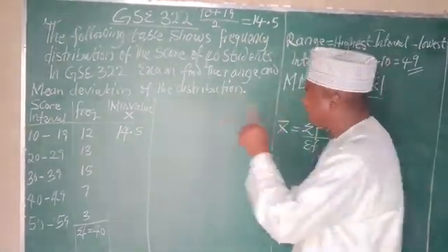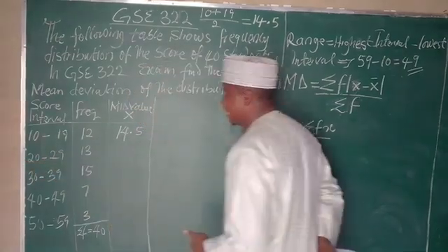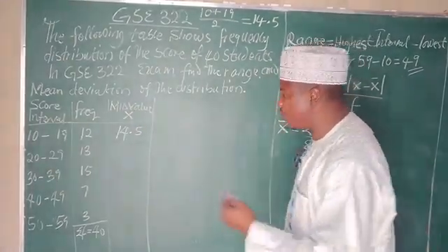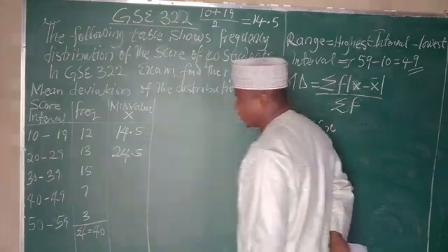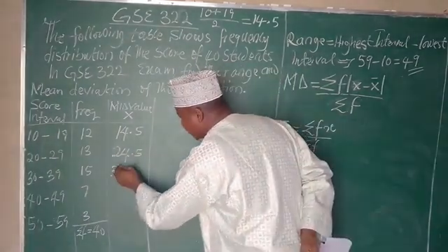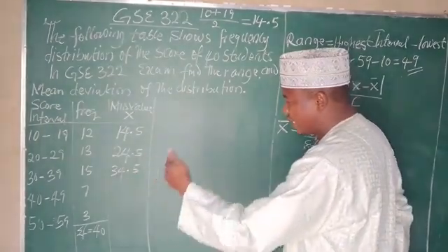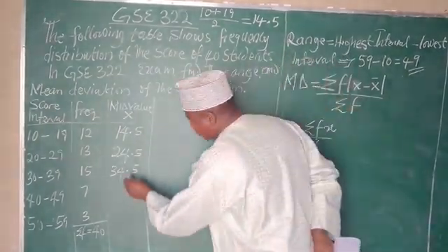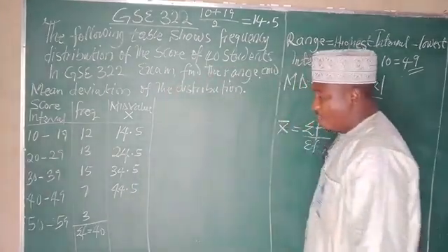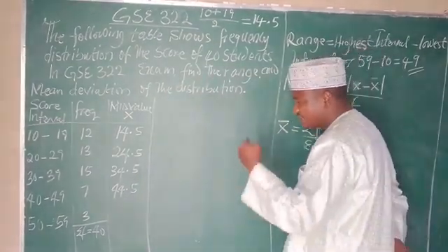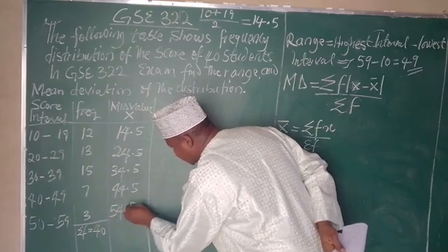Then the mid value of the second row is found by the same method. We add 20 plus 29 and divide by 2. When we do that, it is going to give us 24.5. Then the third row is going to give us 34.5. Then the fourth row, when you add 40 and 49 divided by 2, is going to give us 44.5. Then the last one, 50 plus 59 divided by 2, is going to give us 54.5.